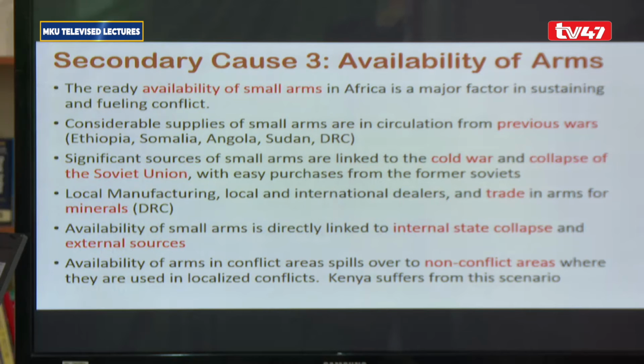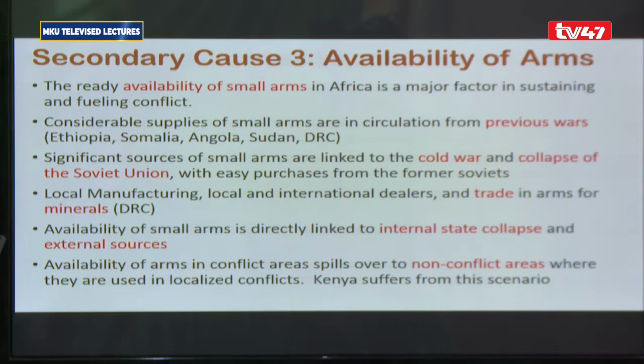Then the other secondary cause in Africa is availability of arms, especially small arms. The wars that have taken place in Africa, in Ethiopia, Somalia, Angola, Sudan, and the Democratic Republic of Congo, have left leftovers. Even though in some of these cases like Angola we no longer have armed conflict, we still have an abundance of small arms that are still in the hands of people. So the availability of these arms contributes to the flaring of these conflicts.